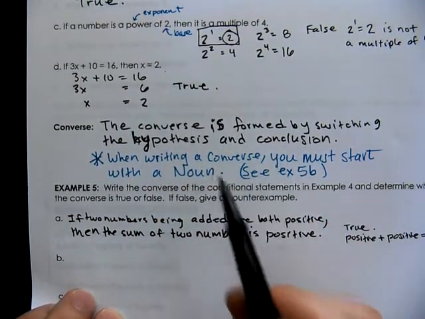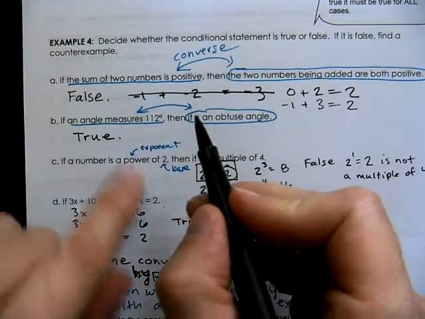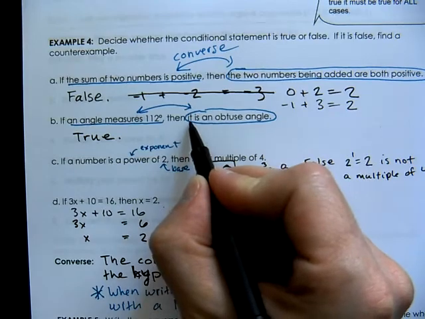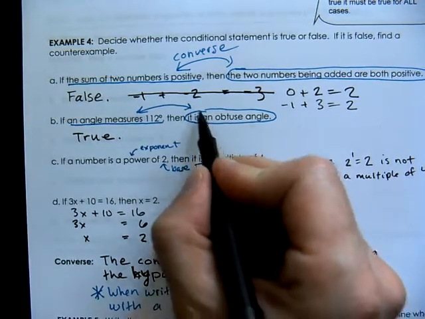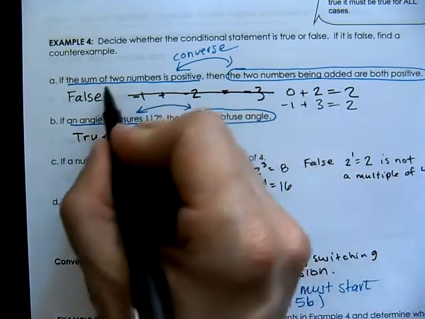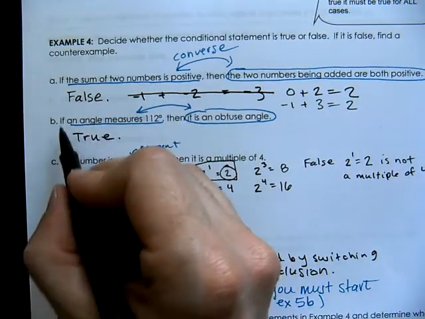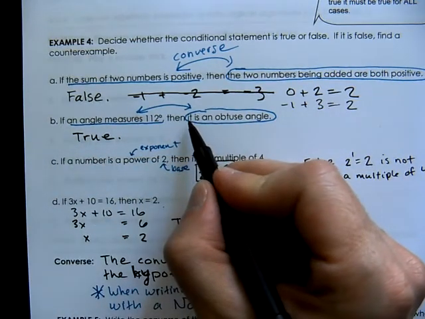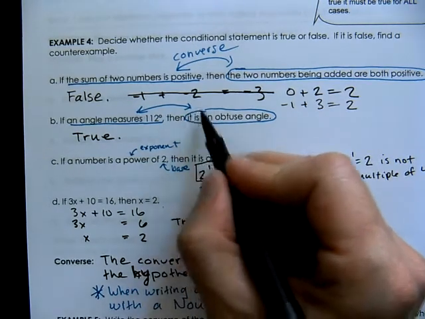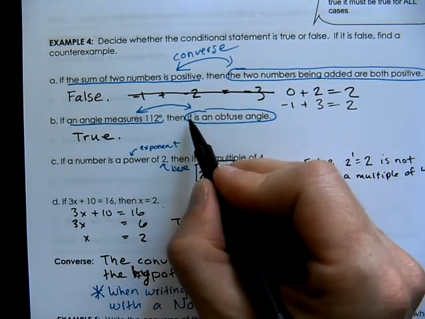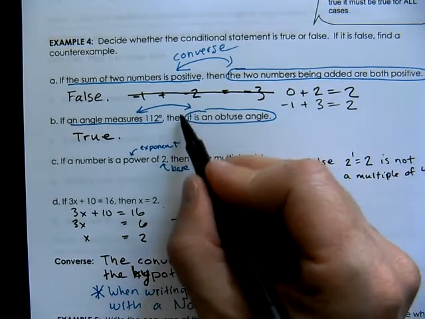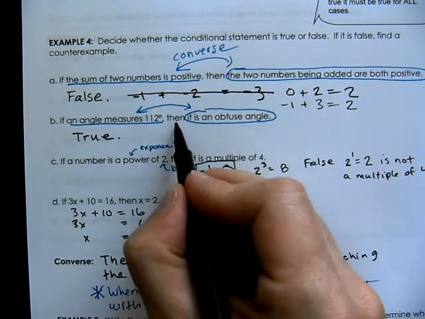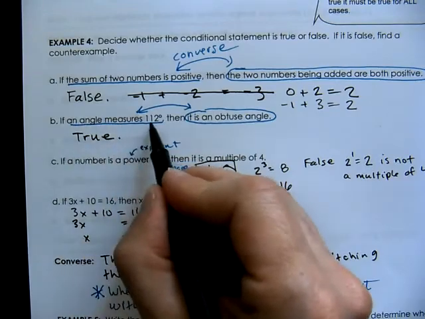Remember, we always want to start with the noun. If we take this hypothesis, which has a pronoun in it right here, the word it is a pronoun, in place of the angle, and we move this to the front, that means we're moving the pronoun to the front, and we would be starting with the pronoun. We would say if it is an obtuse angle. We don't want to say if it, because that's not precise enough. It's too vague. What are we talking about? What is this it? So we're going to edit this slightly to make it clear, and we're going to use a noun instead. We're going to say if an angle is an obtuse angle, then it measures 112 degrees.